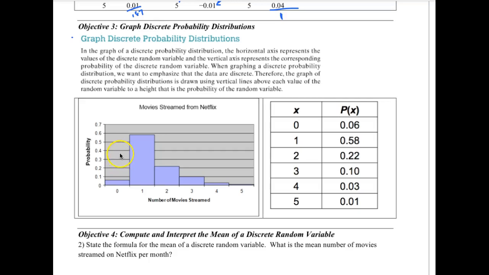Okay, let's continue with the chapter 6.1 lecture. This is part 2. So we're going to continue on with the next part of your note sheets. The next one should be graph discrete probability distributions.